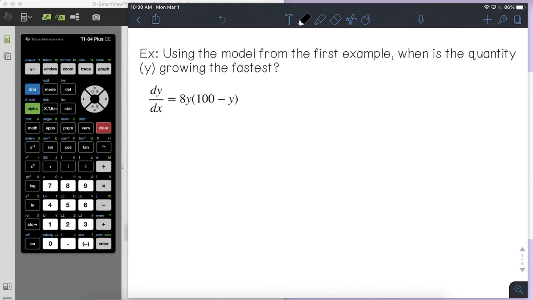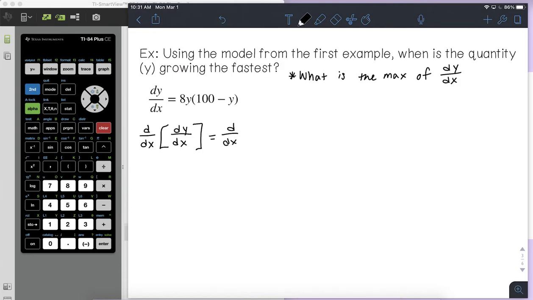So if we want to know when y is growing the fastest, we want to know what is the maximum of dy dx, right? We want to know when is it growing the fastest, so what's the maximum growth of the rate of change? Well, that's the maximum of the first derivative. So what we want to do is actually take the second derivative. And so this is going to be implicit differentiation because we want to take it with respect to the independent variable of both sides. So I'm going to show my implicit differentiation, show what I'm taking the derivative with respect to, so that anyone who's grading my work or looking at my work knows exactly what I'm doing.